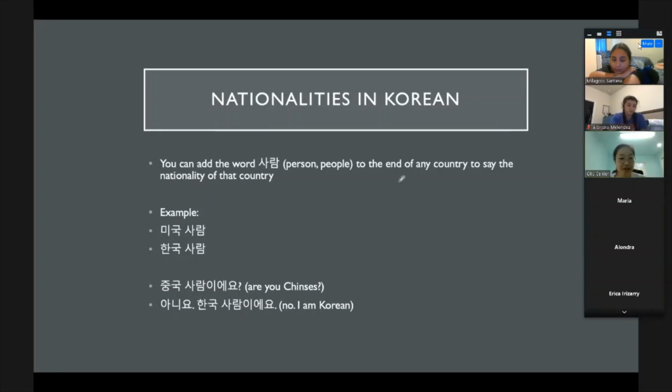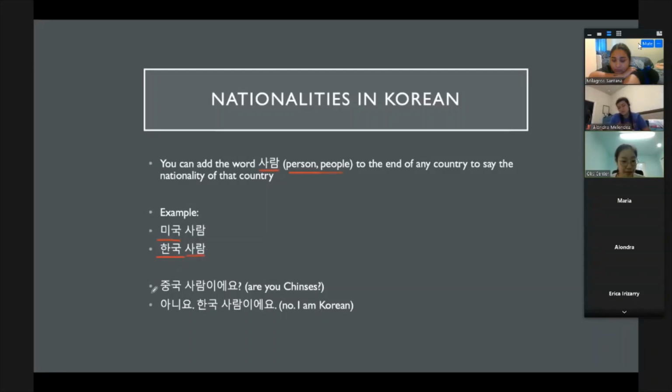Okay. So nationality in Korean. When they ask you where you're from, what nationality are you, then it'll be Korean. You don't say Korea person or China person or America person. In Korean, you have to add 사람 afterwards. You have to put person or people after the country name. This one means American, but we will say America person. This means Korea. You will put 사람 after it. So Korea person. That's what you say.